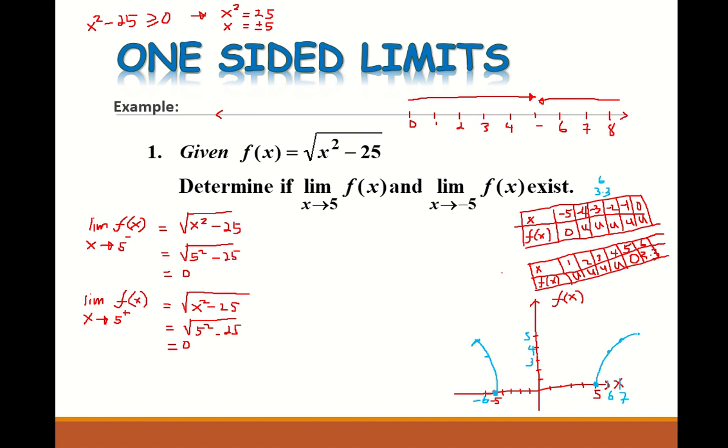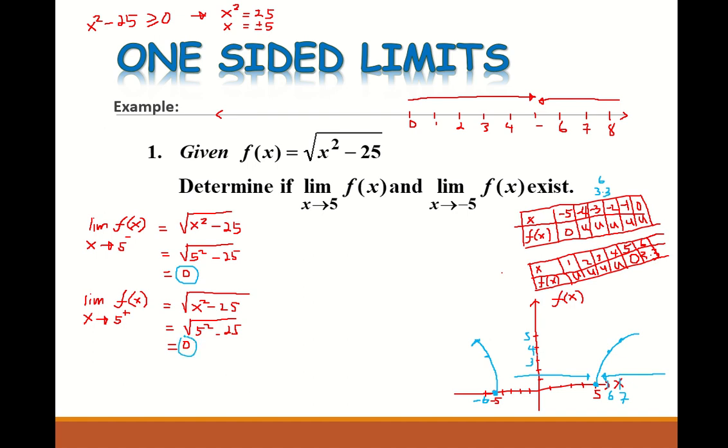Okay, so now here, as x approaches 5 from the left of +5, and if x approaches 5 from the right, you see that the value of f of x as x approaches 5 is equal to 0. So you have 0 here, and you also have 0 here.